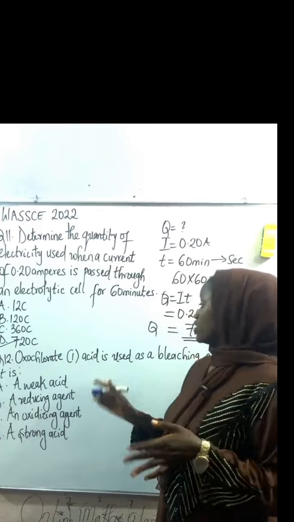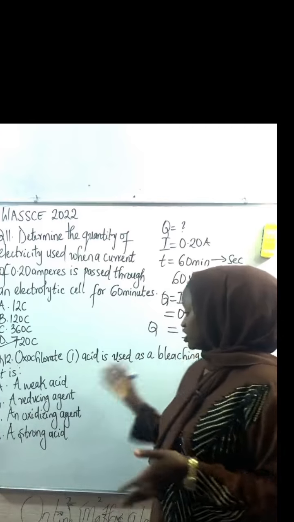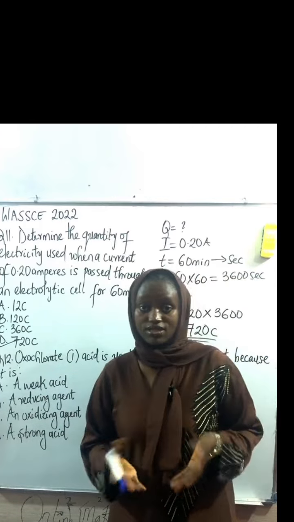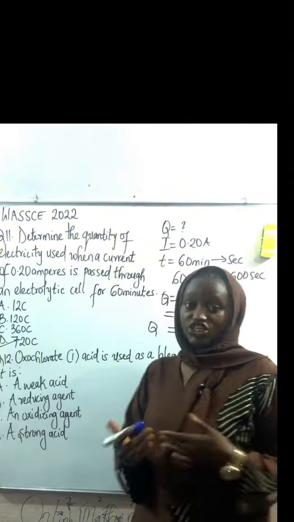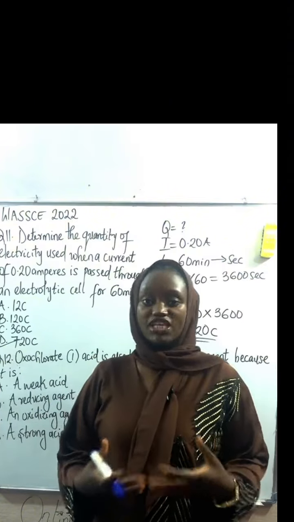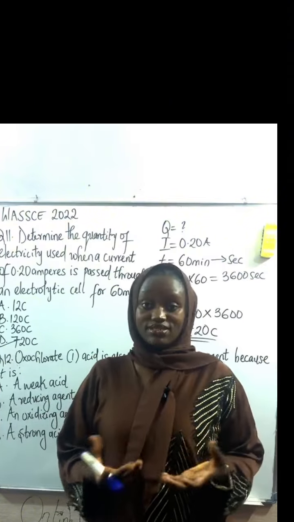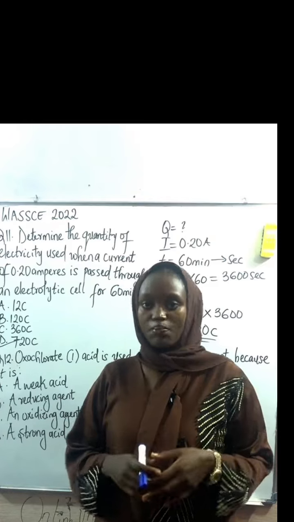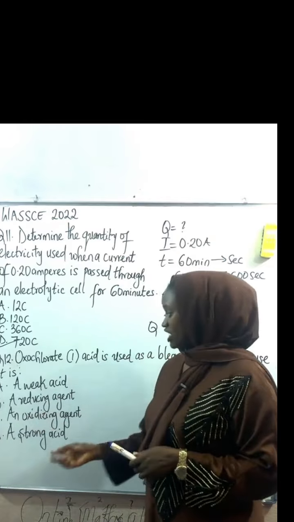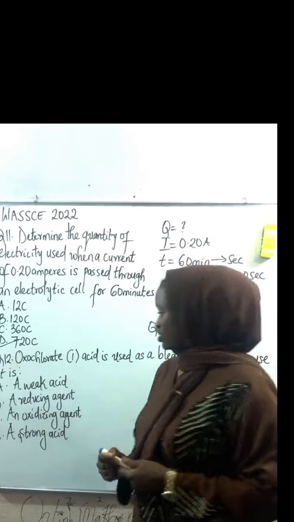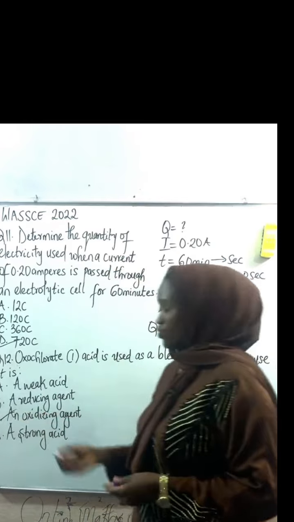So oxochlorate 1 acid is used as a bleaching agent because it is an oxidizing agent. It's an oxidizing agent because it decomposes to release oxygen, which oxidizes the dye to form a colorless compound. So that is why it is said to be an oxidizing agent. So option C is the correct answer.